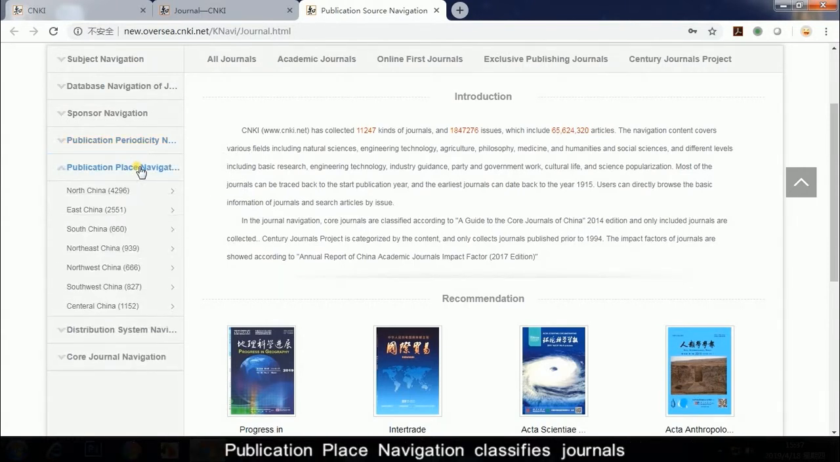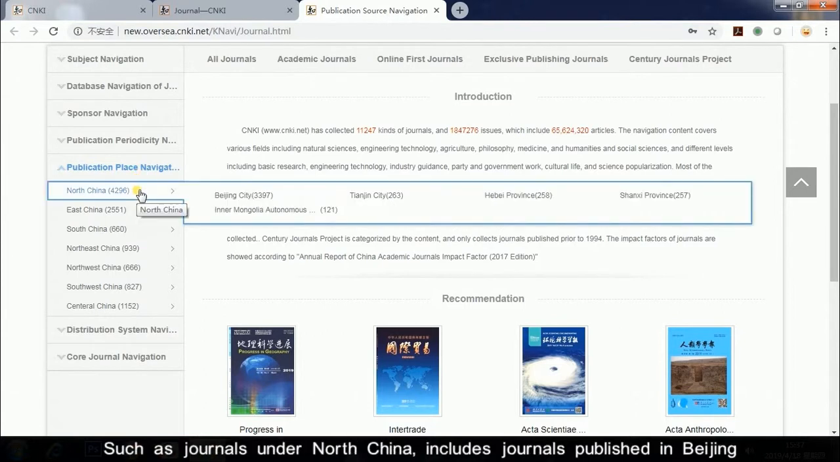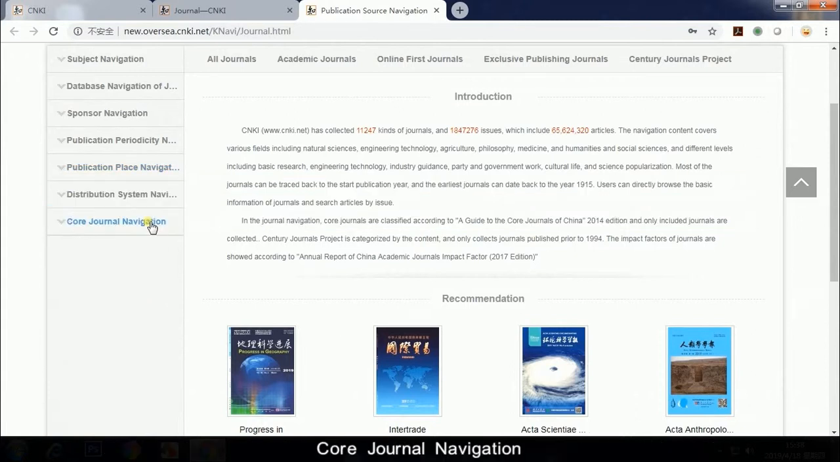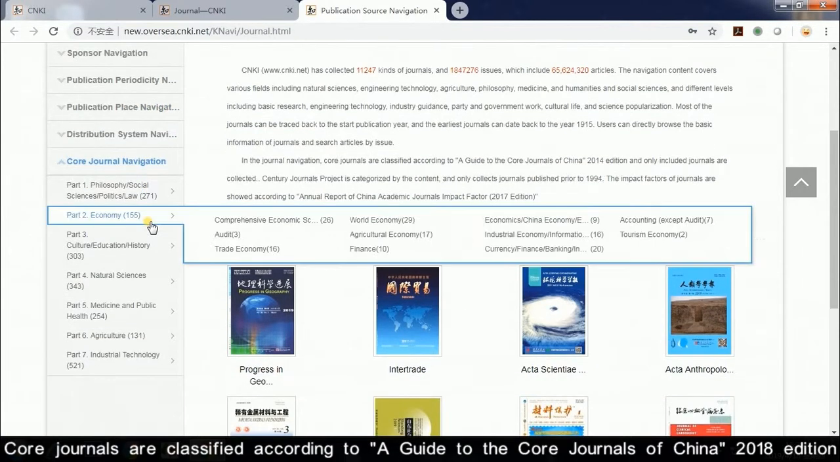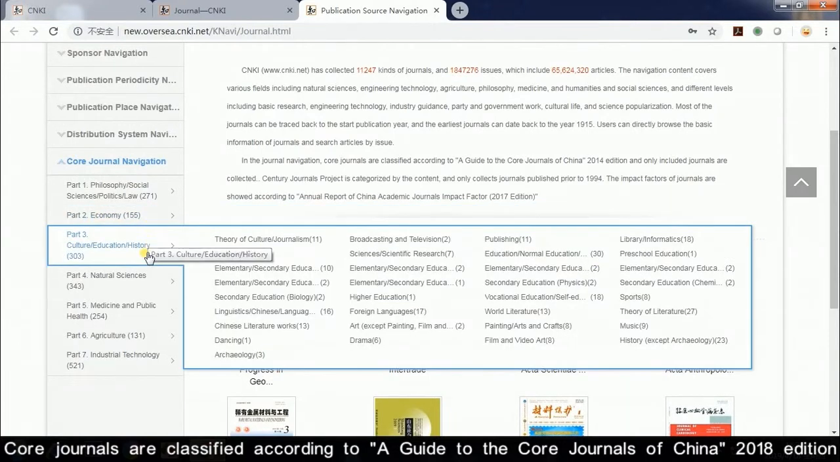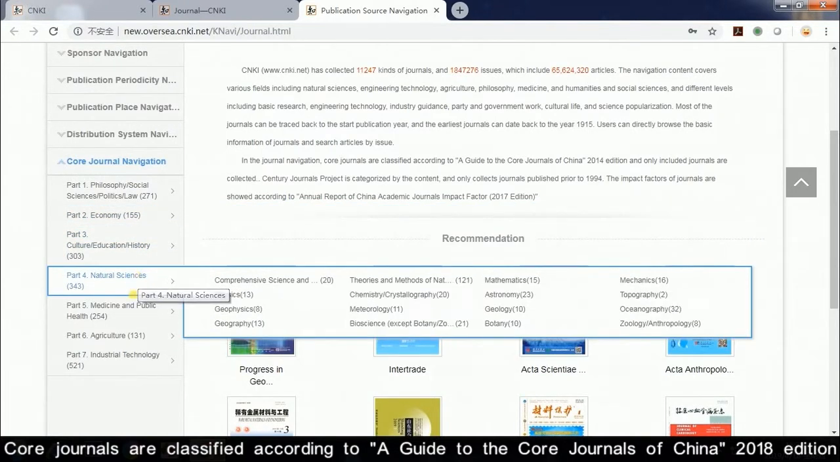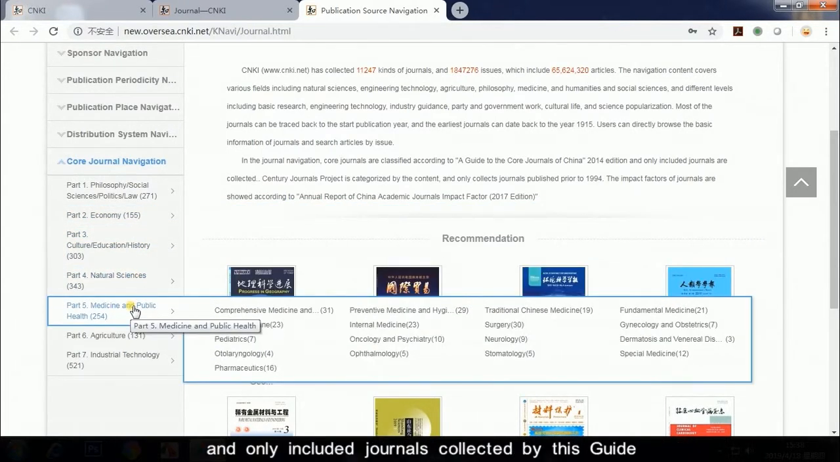Publication place navigation classifies journals according to their publication area and publication province, such as journals on the North China includes journals published in Beijing. Core journal navigation. Core journals are classified according to A Guide to the Core Journals of China, 2018 edition, and only include journals collected by this guide.